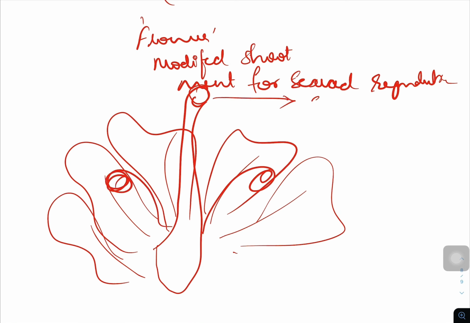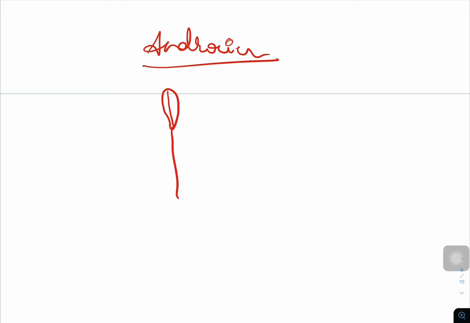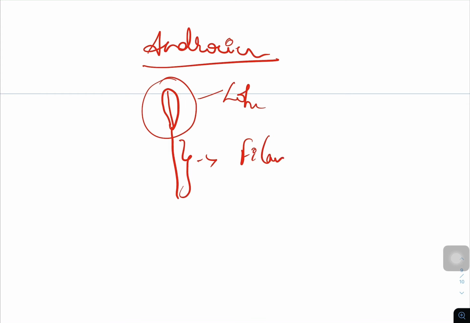The female reproductive structure is called the gynoecium. The male reproductive structure is called the androecium. The androecium is made up of anther lobe and anther filaments. This one is called the anther lobe, and this elongated thin filament-like structure is called the anther filament.